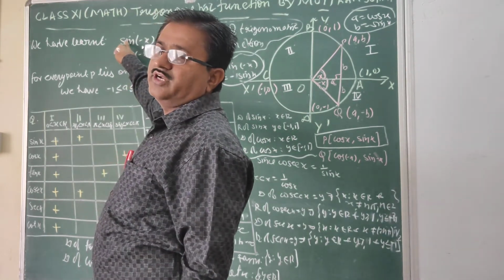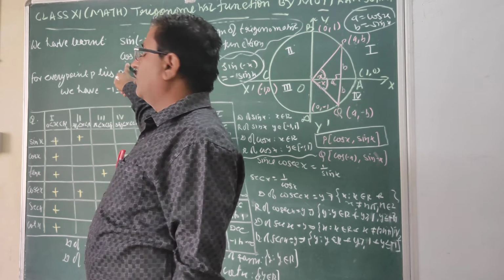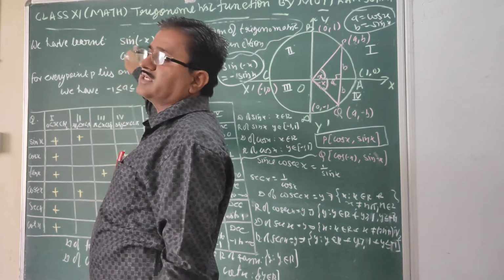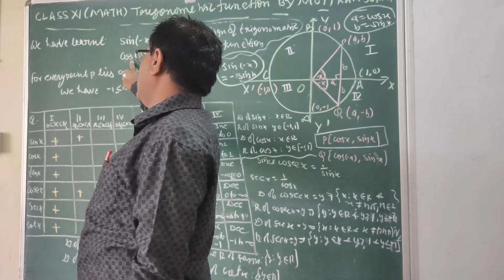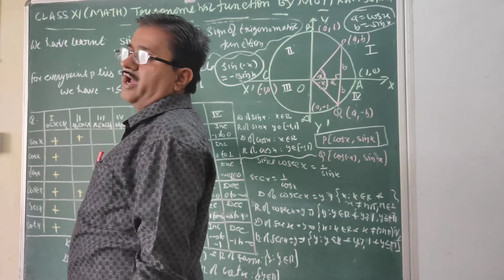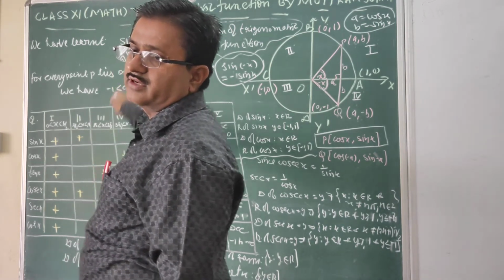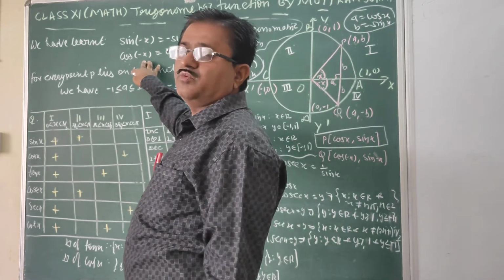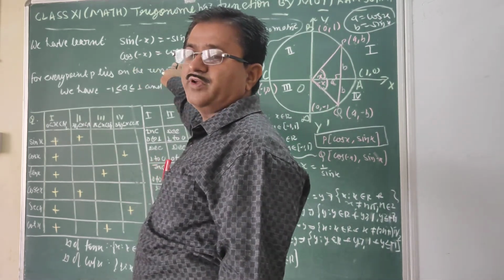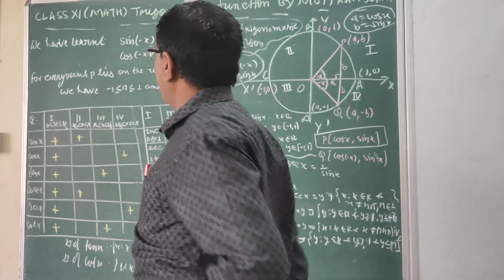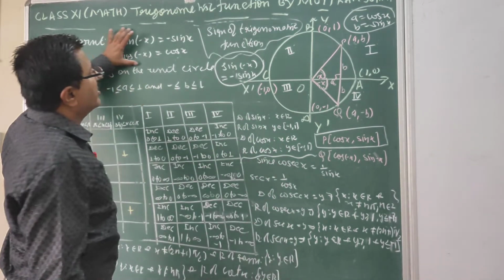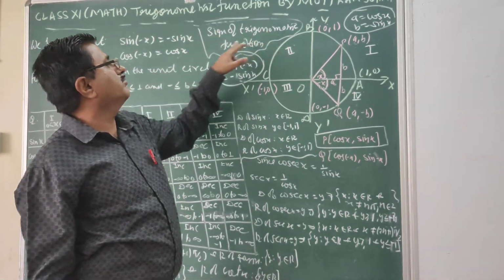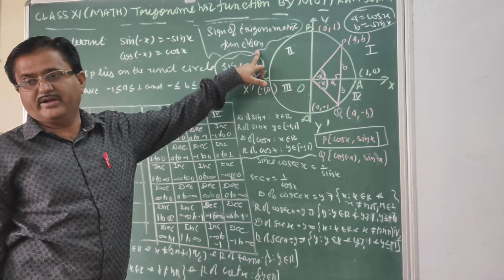Tan x equals sin x upon cos x. Cosec x is 1 upon sin x. Sec x is 1 upon cos x, and cot is the reciprocal of tan. So the other four trigonometric ratios we have already learned in the previous video. Clear? Now here we are learning a different thing, that is the sign of the trigonometric function in each quadrant.